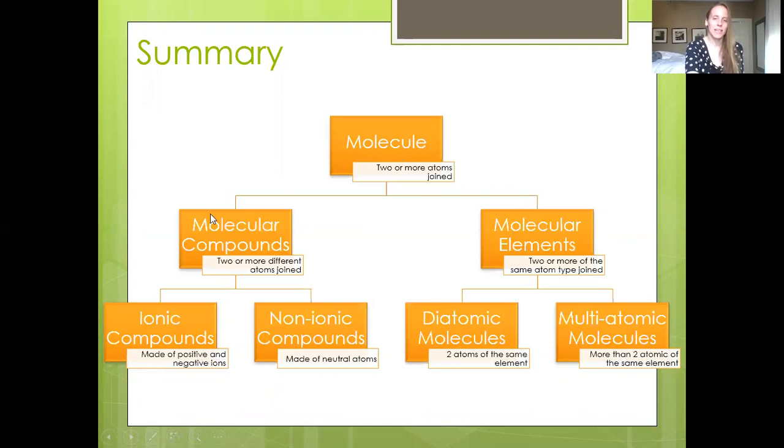And then there's also molecular compounds, which can either be the ionic compounds, which are made with our charged particles, our ions, or our non-ionic compounds, sometimes just called molecular compounds for short, to kind of separate them from the ionic compounds.